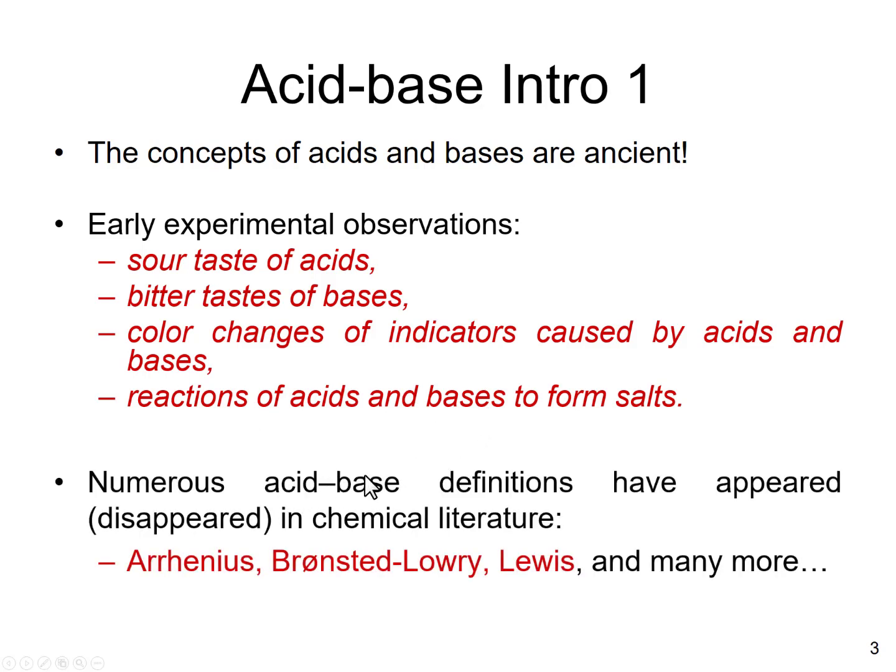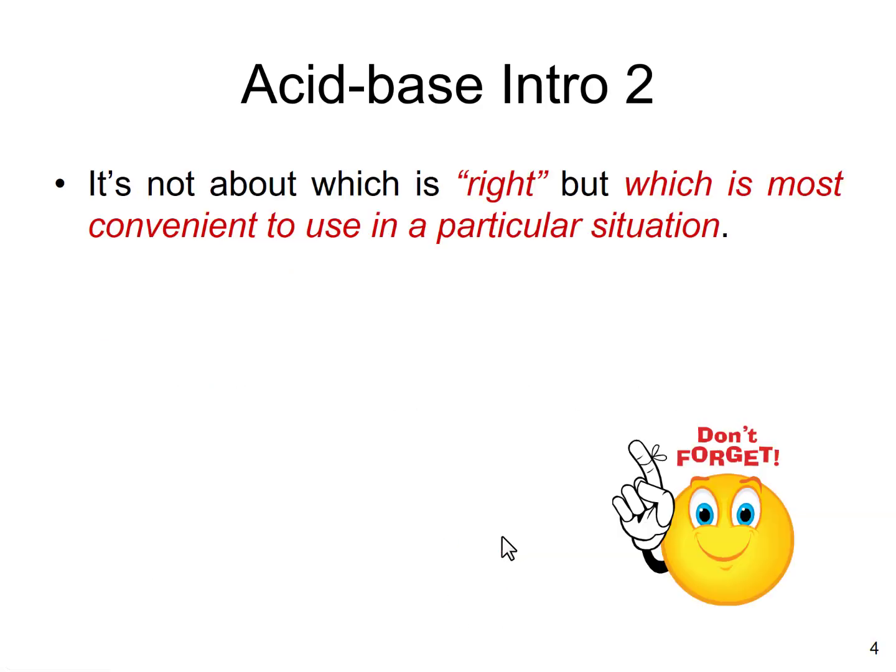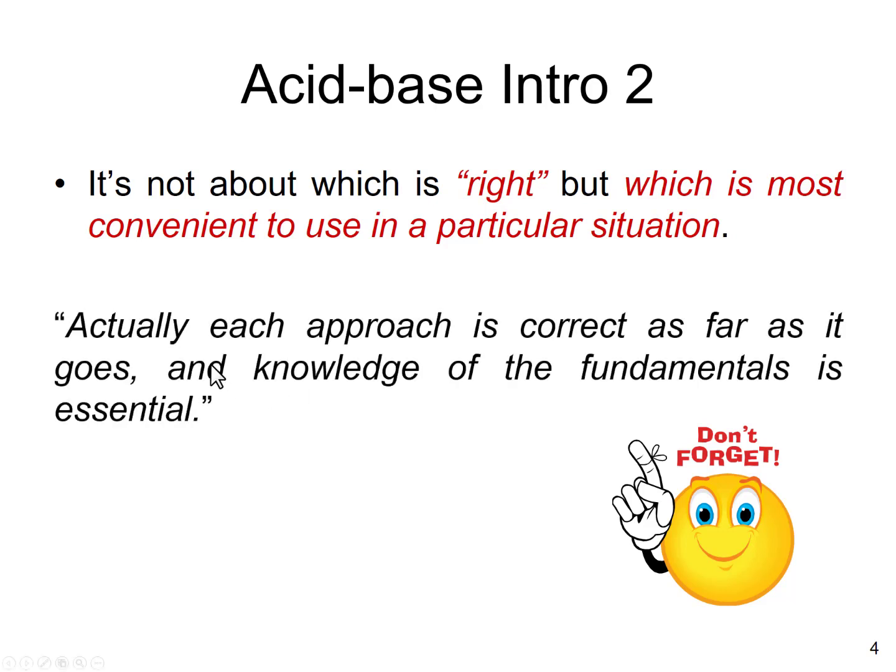Now, there are numerous acid-base definitions and concepts that have been defined and have appeared and also disappeared in the chemical literature. The most simple one would be the one of Arrhenius. We will only touch upon that. But more importantly will be the Brønsted-Lowry acid-base theory and the Lewis acid-base theory. There are many more, but these two are most important to this particular lecture. With reference to all these different acid-base definitions, it's not about which is right, but which is most convenient to use in a particular situation. So actually each approach is correct as far as it goes, and knowledge of the fundamentals is essential.